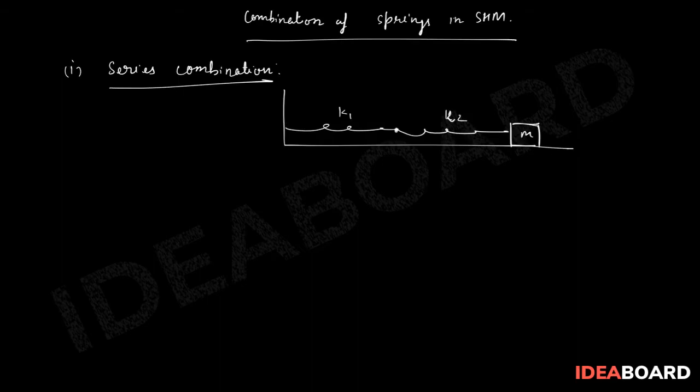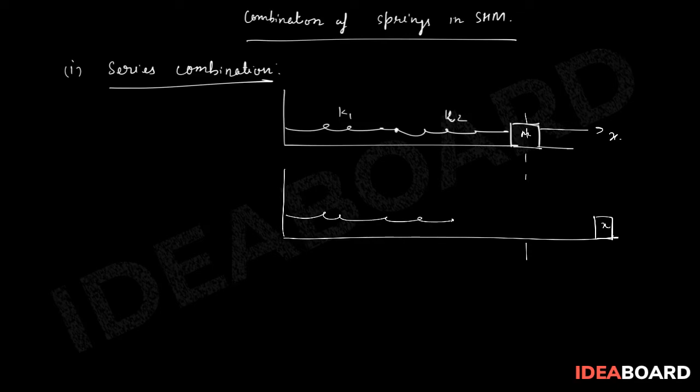Now suppose that in this question I have displaced this block by a certain distance x. So let us say this is the situation after displacing the x distance, because in order to calculate the time period we do this. So let us assume this was our one spring and this was our second spring. Let us assume this spring extended by x2 and this spring is extended by x1.